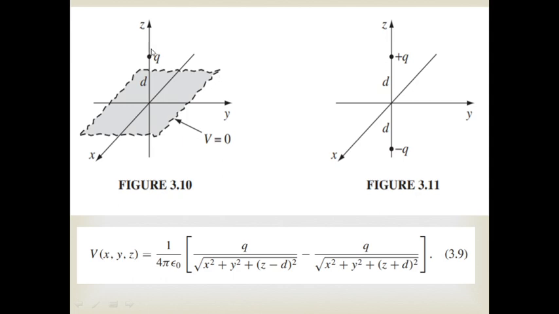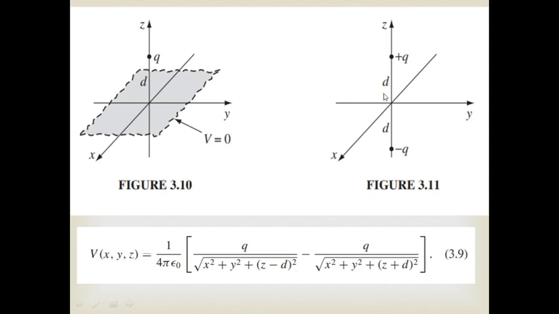So to find the force between this charge q and the induced charge on the conducting plane, we will find the force between these two charges. This force you can find using Coulomb's law. What is Coulomb's law? The force between two charges is equal to k, or 1 upon 4 pi epsilon 0, q1 q2 upon r square, where r is the distance between these two charges. So the distance between these two charges, plus q and minus q, is d plus d, that is equal to 2d.